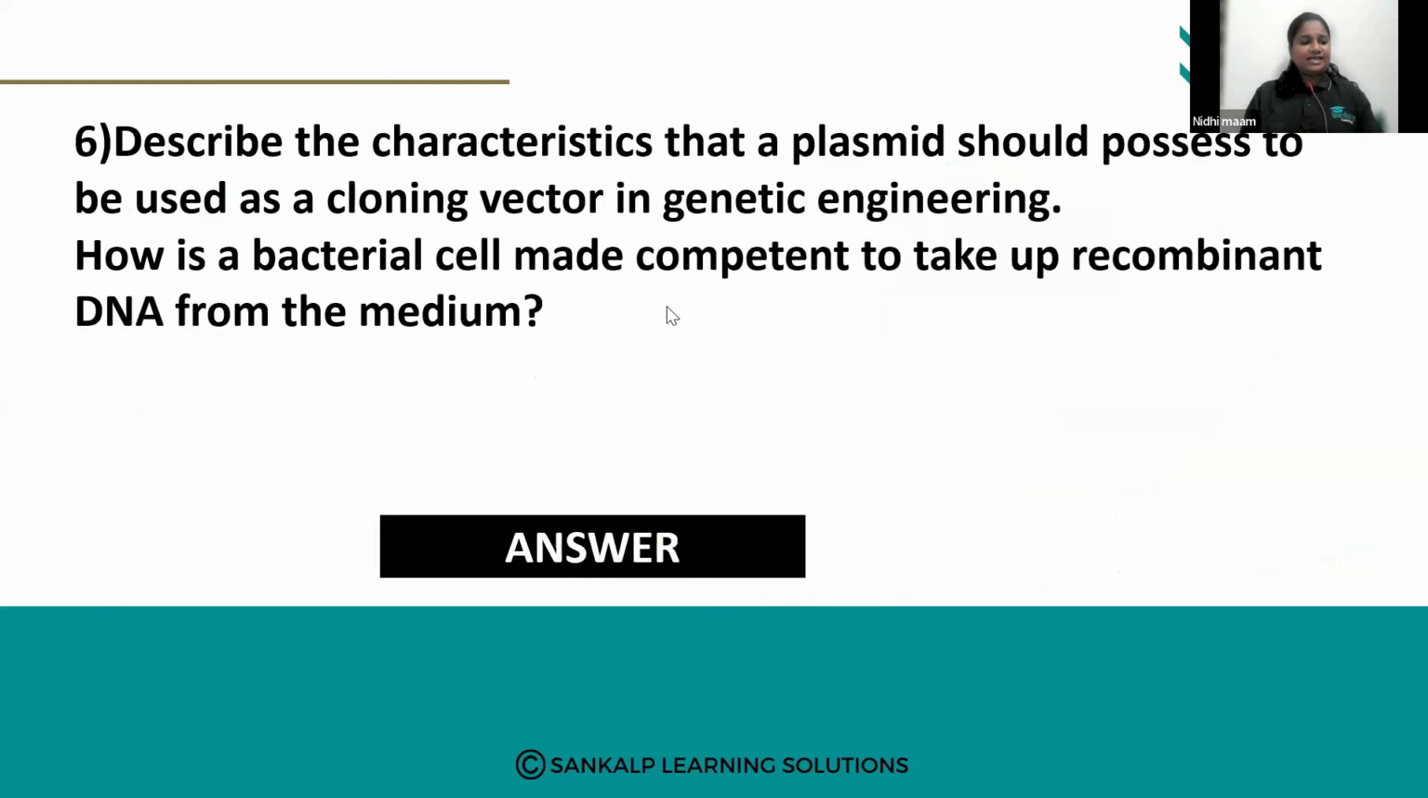Describe the characteristics that a plasmid should possess to be used as a cloning vector in genetic engineering. So if we have to use any plasmid in genetic engineering, what are the characteristics it should have? Then, how is a bacterial cell made competent to take up the recombinant DNA from the medium? So here we have two questions, right? 3 plus 2. Let us see the answer, how we have to write it.